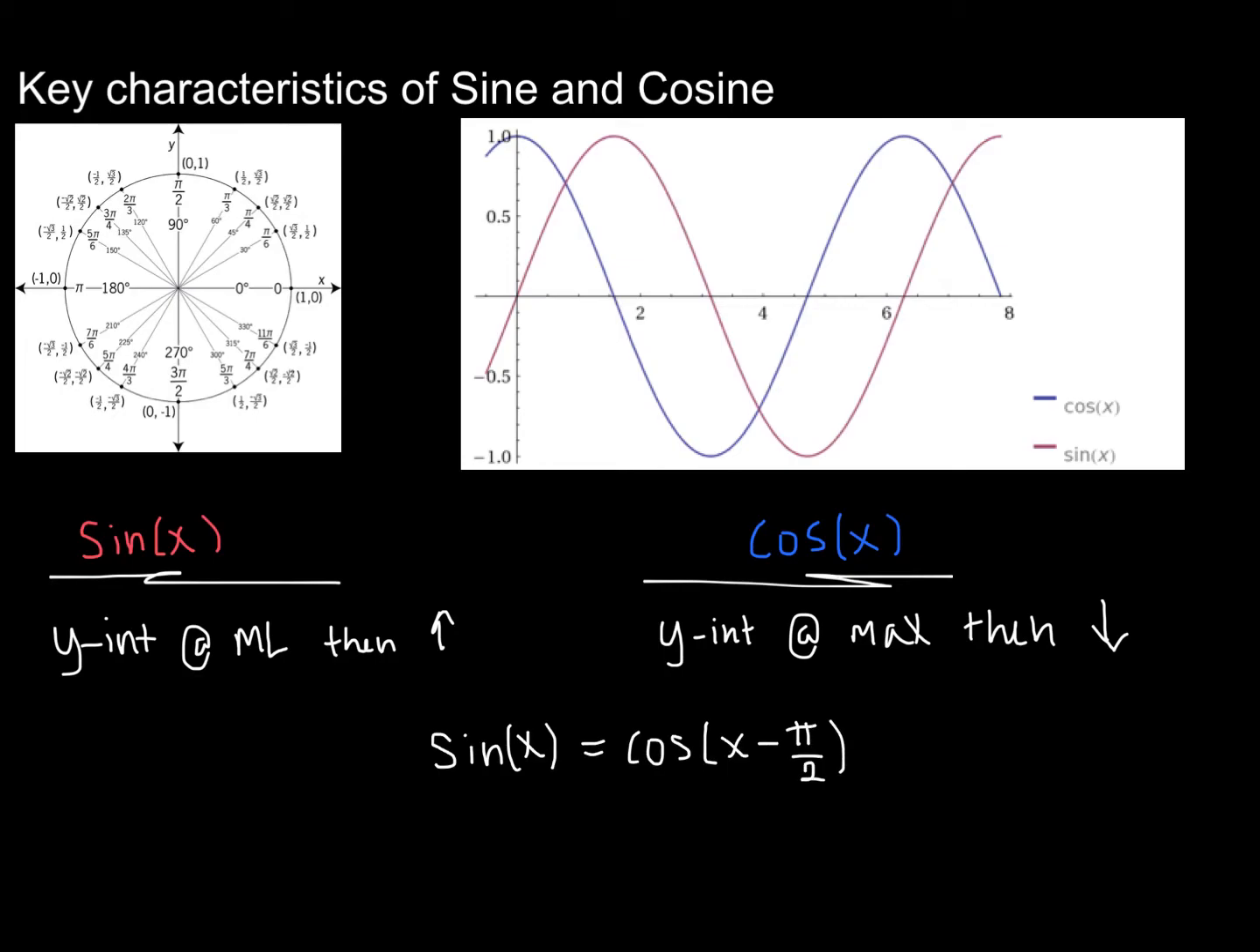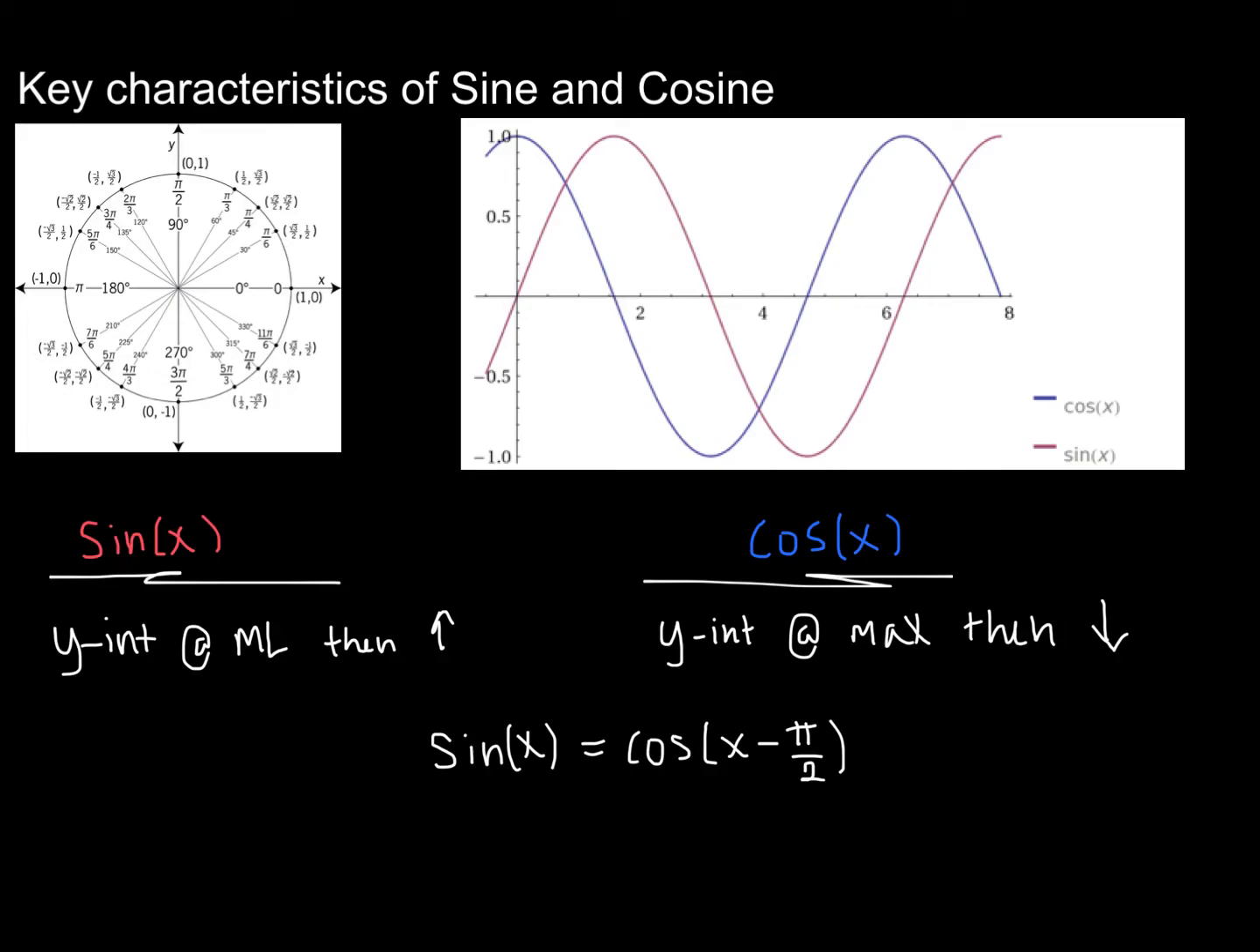Thinking about this on your unit circle, if we plug in 0 for x, we'd have cosine of negative pi over 2. Negative pi over 2 is down here. The cosine of that is 0. Sine of 0 is 0. If I keep rotating in this direction, cosine starting down here and sine starting up here, the values match up perfectly. Cosine is 1/2, sine is 1/2. Cosine is root 2 over 2, sine is root 2 over 2. So it matches up perfectly as long as we phase shift cosine by pi over 2 units to the right.